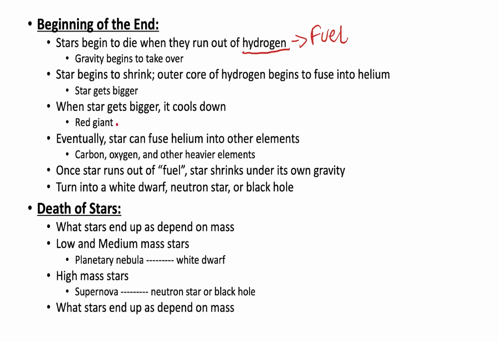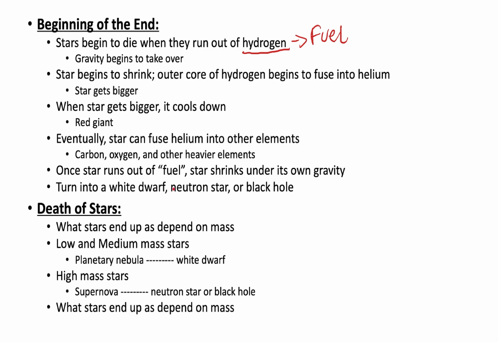Now, eventually, some stars can then fuse helium into other elements. So remember, hydrogen gets converted to helium. Now, when the star starts to die, some of them then start to fuse helium into other elements like carbon, oxygen, and other heavier elements like iron and so forth. Now, when your star runs out of fuel, it's going to shrink under its own gravity, and then it's going to turn into either a white dwarf, a neutron star, or a black hole. And what a star turns into depends on its size.